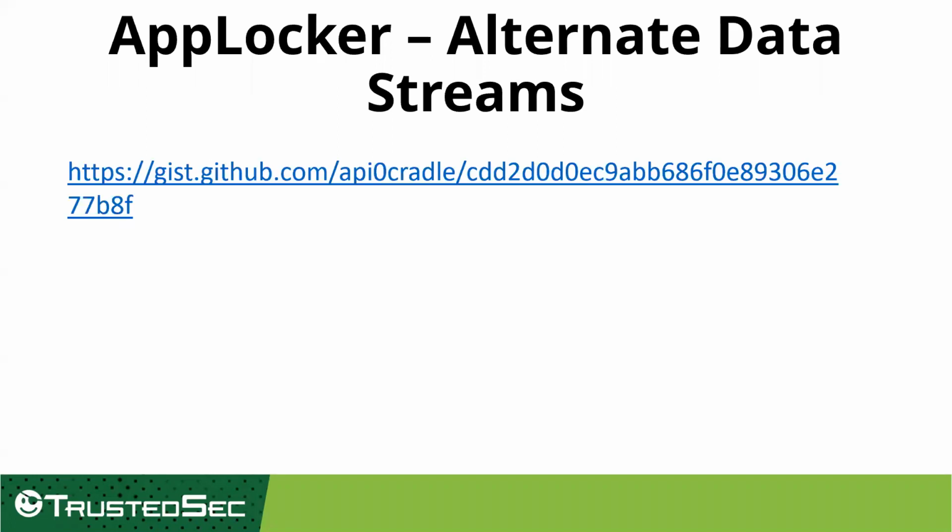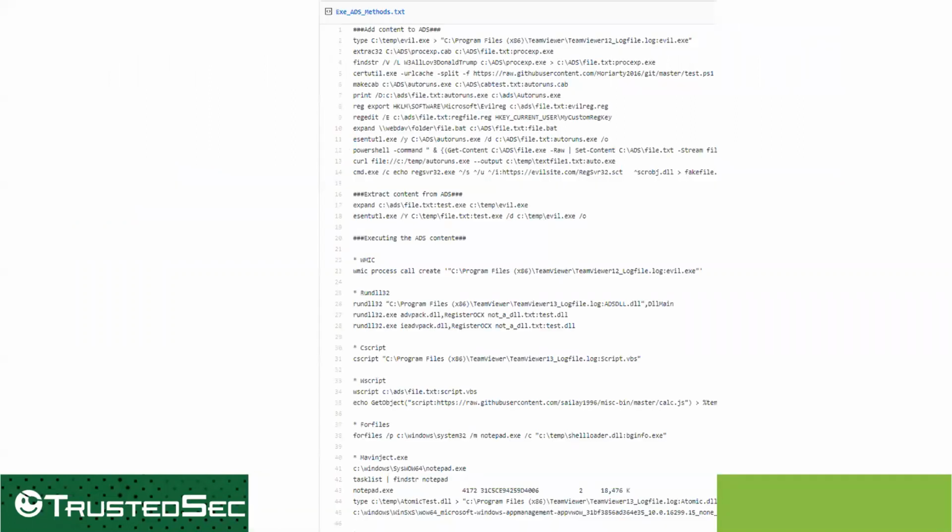Right. In terms of running stuff and adding stuff to alternate data streams, I also maintain a list of different things you can use in Windows to add stuff and execute. This is just a small output from that list. You could use type, extrac32, certutil, also print.exe to actually take a file and put it into a stream. In terms of running stuff, there aren't that many options.